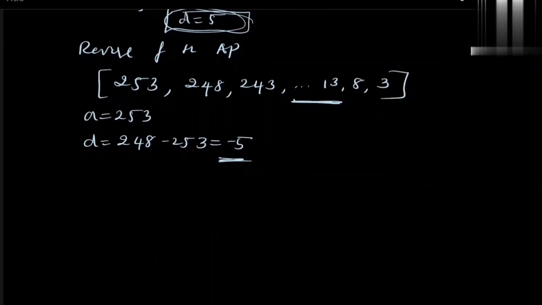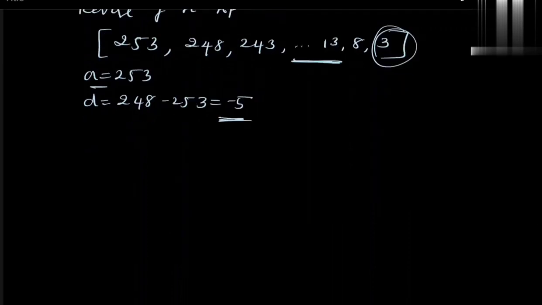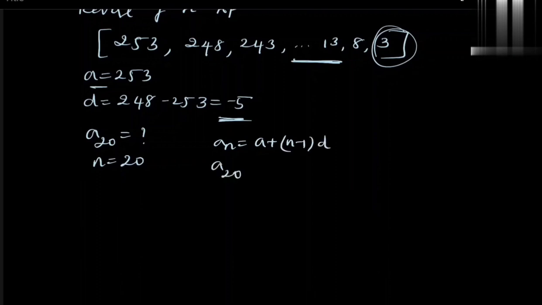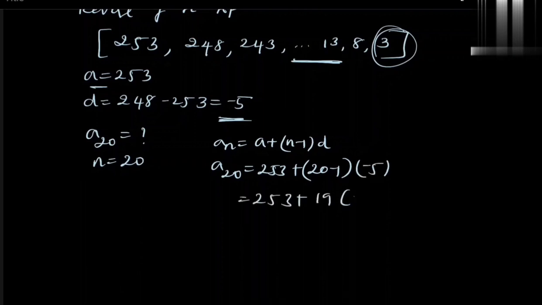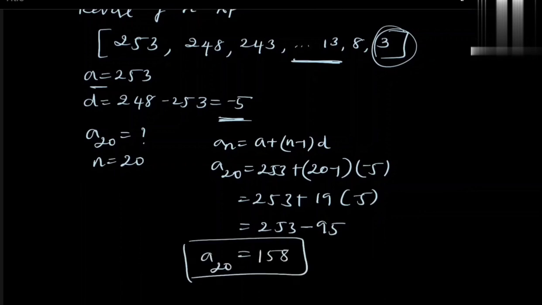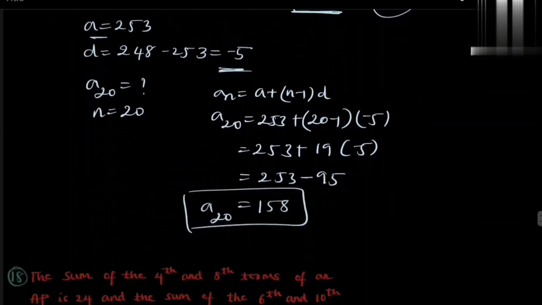So for this AP the first term is 253 and the common difference is minus 5. We want to find the 20th term, so a20 is equal to question mark here. So n is equal to 20. We know that the nth term of an AP is an equals a plus n minus 1 into d. So here a is 253, n is 20 minus 1, d is minus 5. So 253 plus 20 minus 1 means 19 into minus 5. Plus into minus becomes minus, 19 fives are 95. So 253 minus 95 we get 158. Therefore the 20th term from the last term of this sequence is 158.